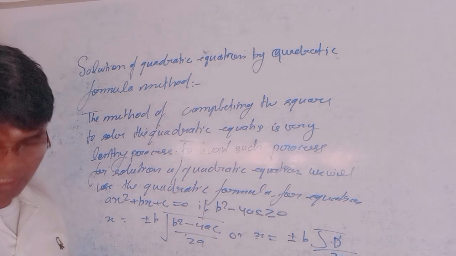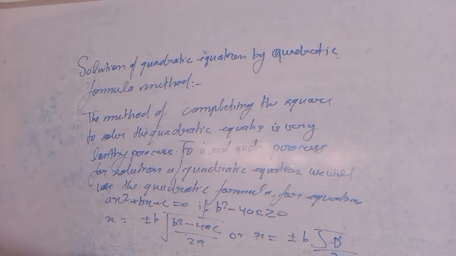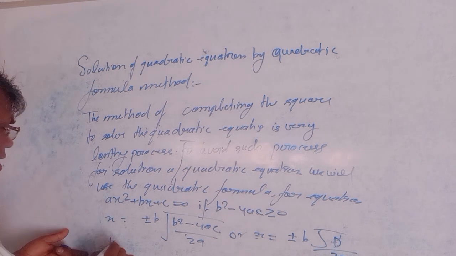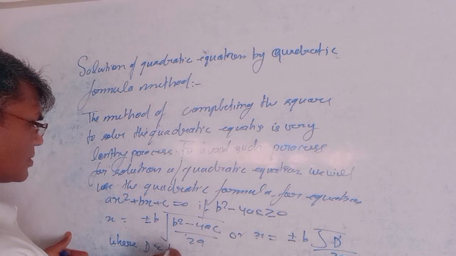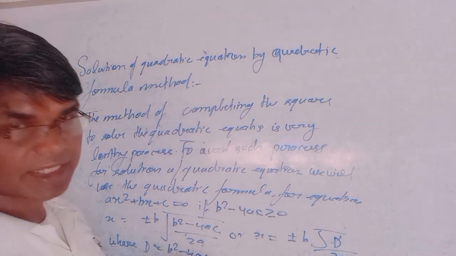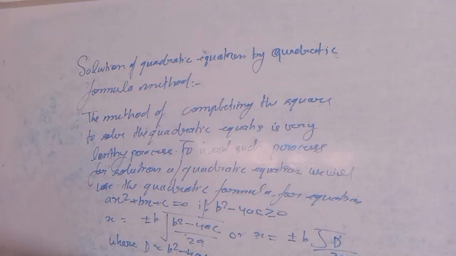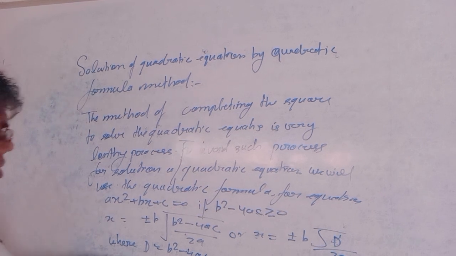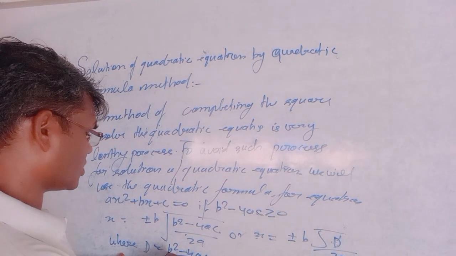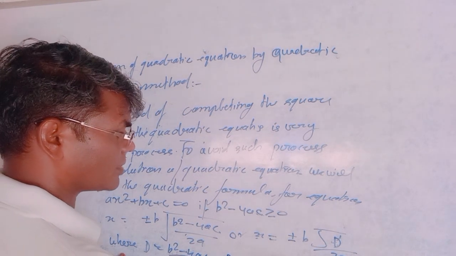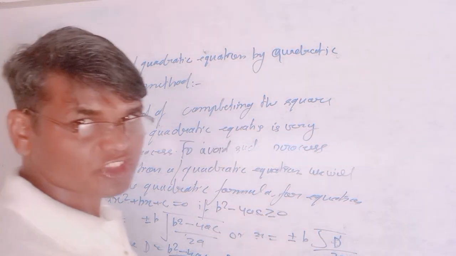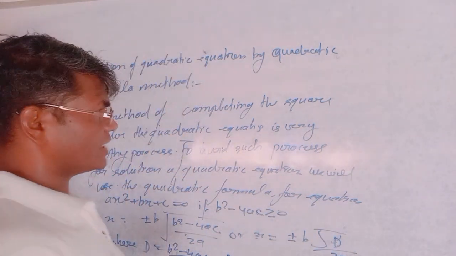With the help of that we will solve the following equations. Here D is equal to b square minus 4ac. Okay, so we have understood it clearly. This b square minus 4ac is the discriminant. Now we have understood the discriminant so clearly. Now take an example.